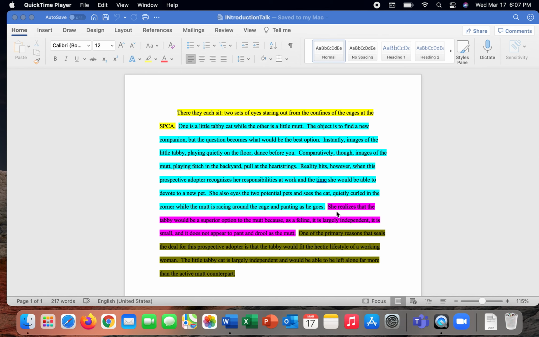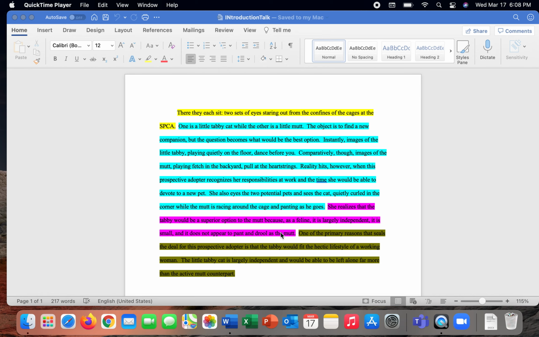And then we get our thesis. She realizes that the tabby would be a superior option to the mutt because as a feline, it is largely independent, it is small, and it does not appear to pant and drool as the mutt. So in that thesis statement, remember, we also get the three body paragraphs that we're going to be focusing on, which demonstrate that one pet is superior over the other in terms of independence, size, and also the fact that there's much less cleanup involved.